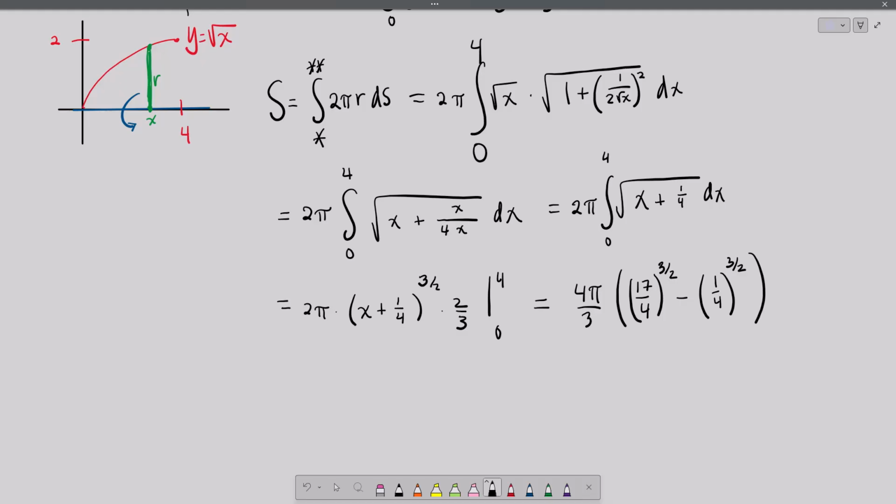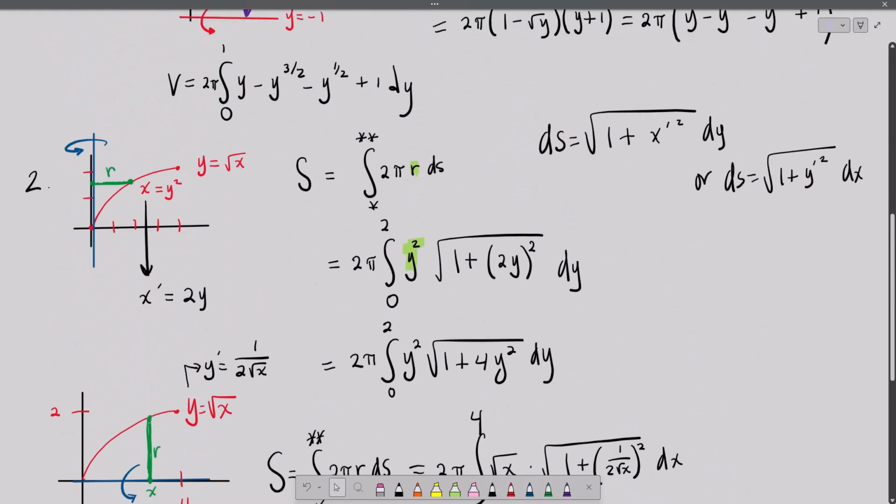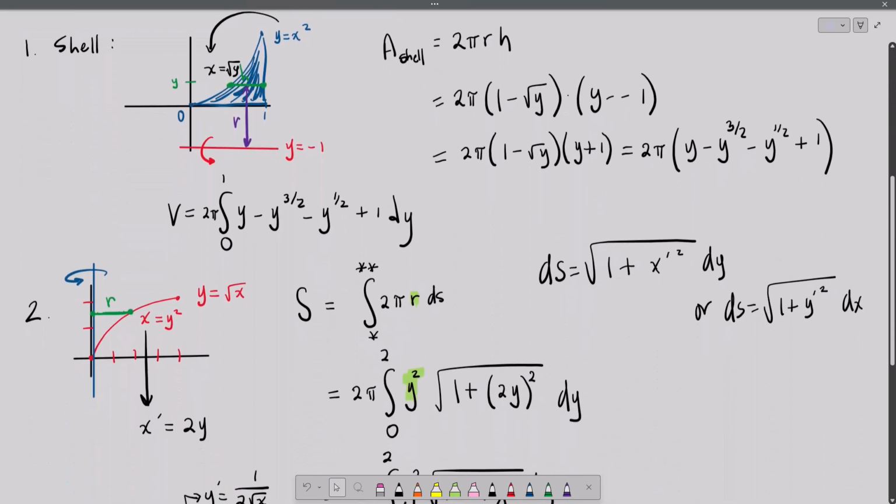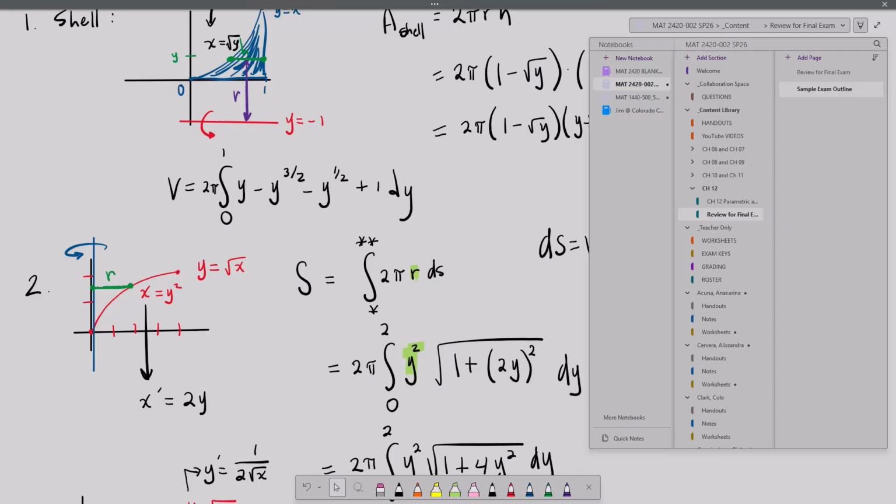All right, let's go to the next one. So that's 2. Work emptying a tank. Oh, I remember those. Do you? ADD volume. Yeah! Wow. Very good.